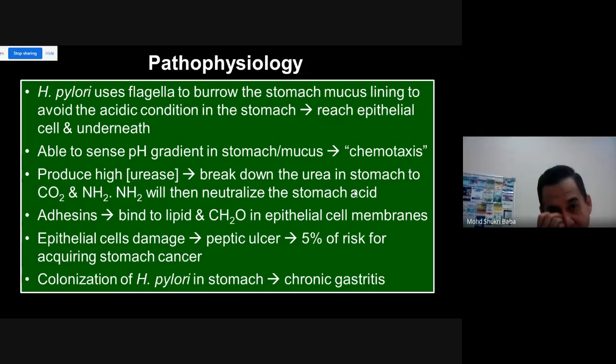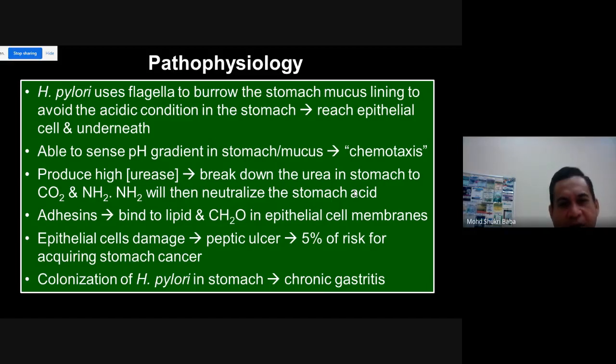Alright, pH condition pada stomach acid yang berada dalam perut tu. It's very strategic lah for them, okay, to avoid the condition tu. They also have adhesin, alright, which they use to bind to the lipid and also carbohydrate in epithelial cell membrane. Epithelial cell damage akan menyebabkan fatty ulcer and 5% of them akan menyebabkan risk for acquiring stomach cancer.